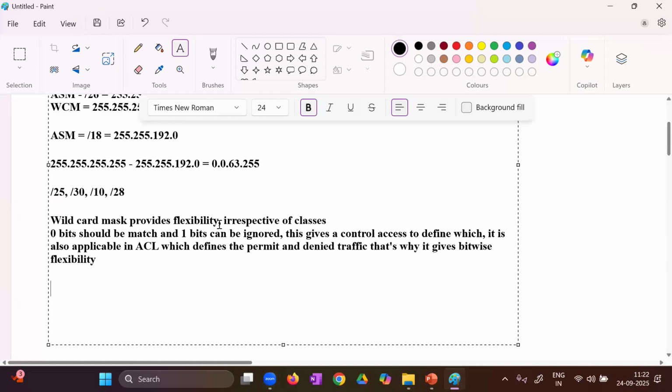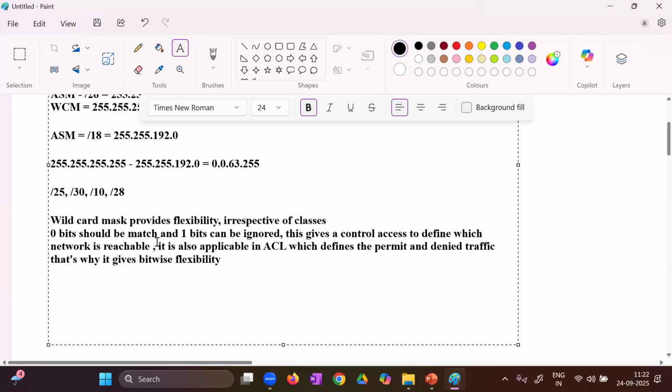Okay, so these are the properties we are writing here. It provides more flexibility irrespective of the classes. Here, 0 bits should be a match and 1 bits can be ignored. This gives control access to define which network is reachable.